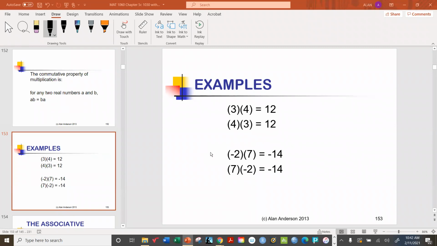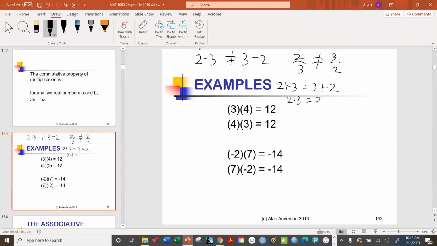Now, interestingly enough, this does not apply to either subtraction or division. Let me just remind you that there's a big difference between 2 minus 3 and 3 minus 2. And the same thing is true with division. 2 divided by 3 is not the same as 3 over 2. But 2 plus 3 equals 3 plus 2. And 2 times 3 equals 3 times 2. So the commutative property only applies to addition and multiplication.